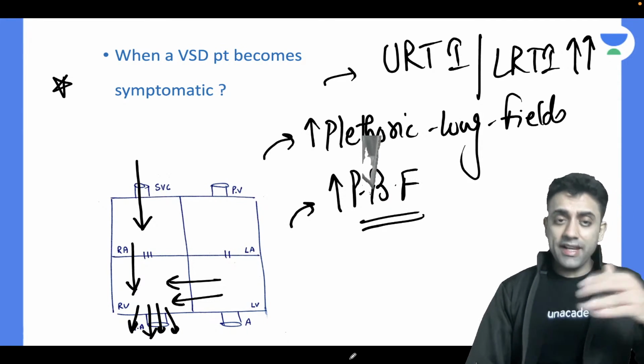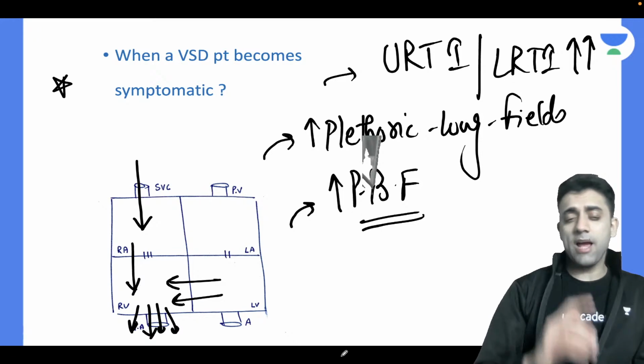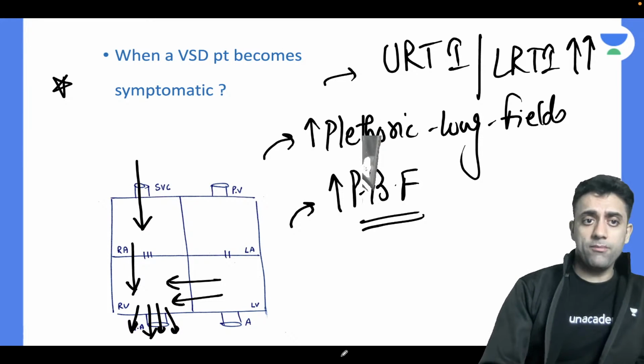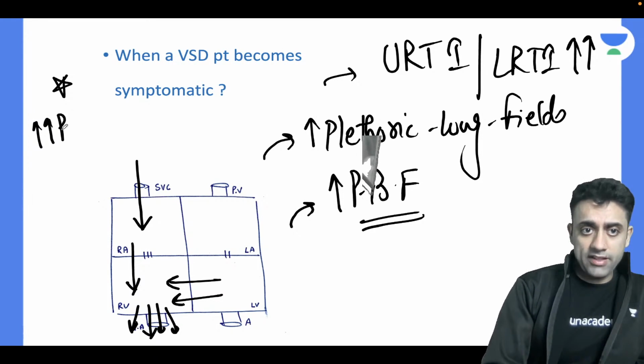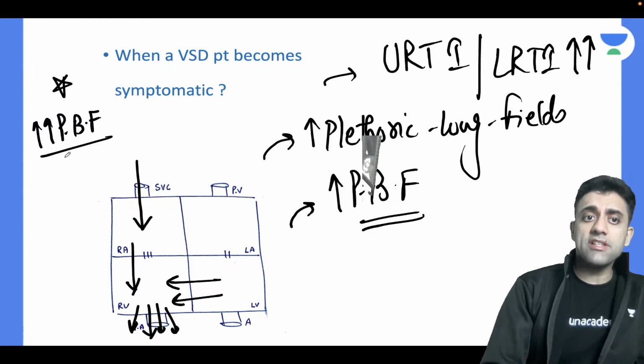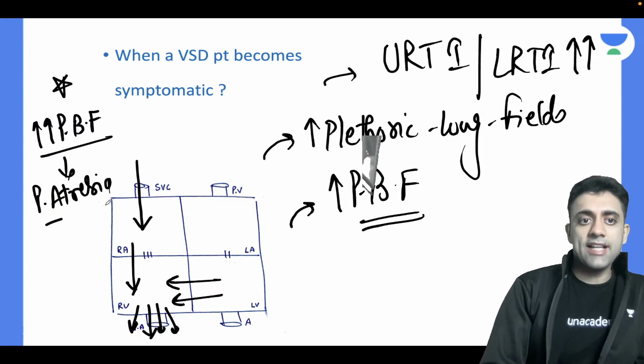And later, what happens? What happens when there is too much blood, when there is increased pulmonary blood flow, what happens later? Later pulmonary atresia happens. Yes or no?